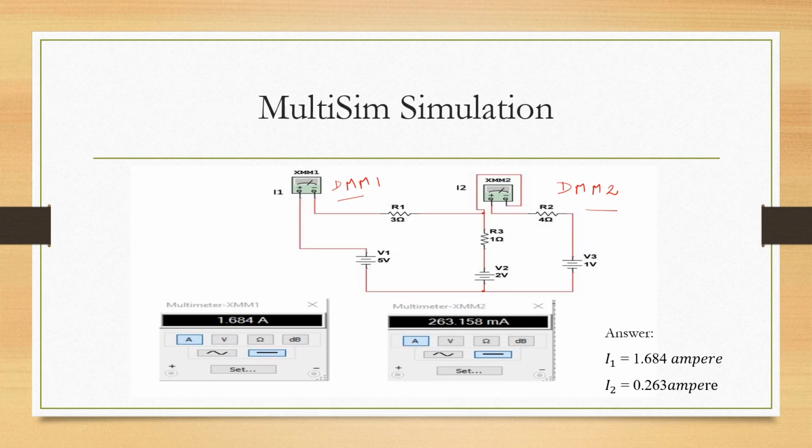Whenever we solve any numerical, we want to cross-check our answer. To cross-check the answer for an electrical numerical, many simulators are available. I am using Multisim. In Multisim, the circuit is connected and by using DMM1 and DMM2, we are finding the loop currents. The DMM display is showing I1 1.684 ampere and I2 0.263 ampere, or here 263.158 milliampere. That means our answers are matched and the numerical is correct.